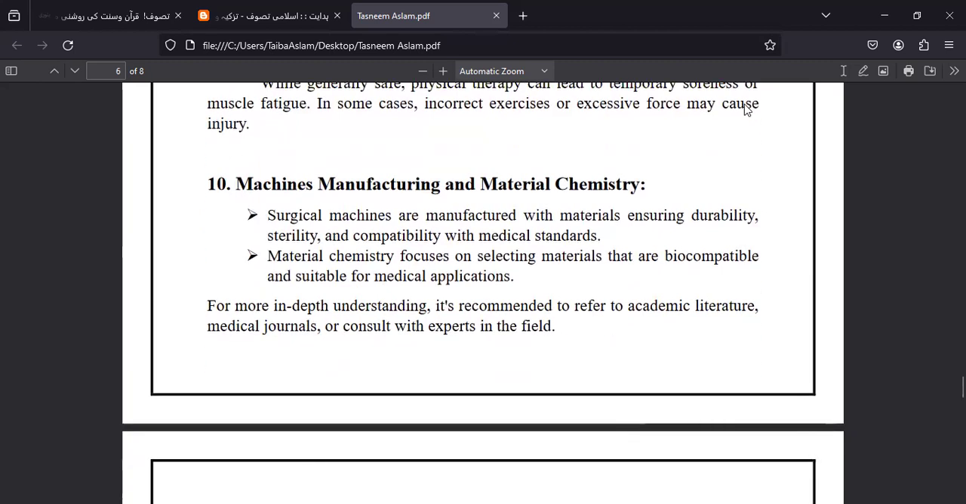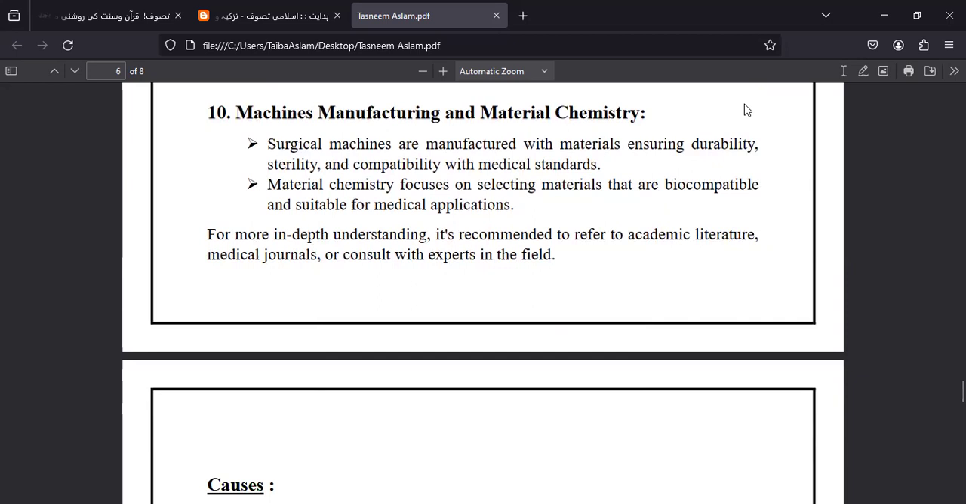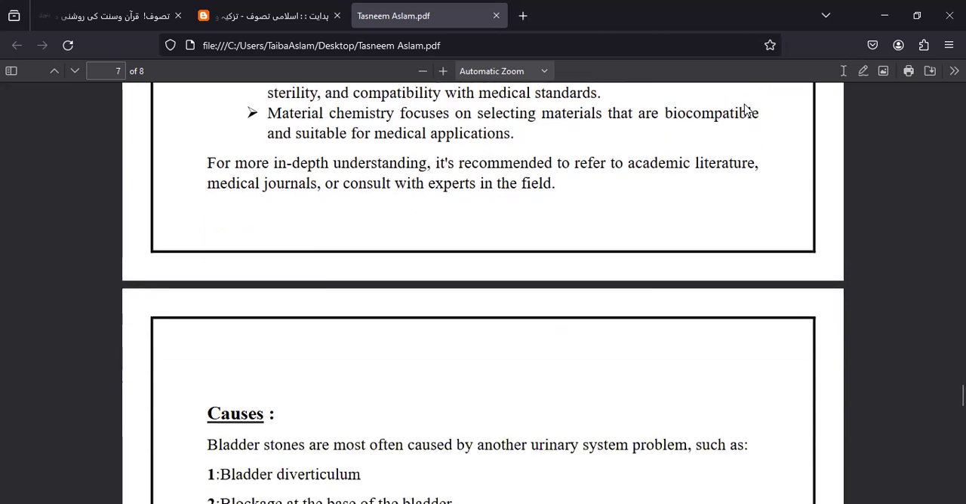Machines manufacturing and material chemistry. Surgical machines are manufactured with materials ensuring durability, sterility, and compatibility with medical standards. Material chemistry focuses on selecting materials that are biocompatible and suitable for medical application. For more in-depth understanding, it's recommended to refer to academic literature, medical journals, or consult with experts in the field.